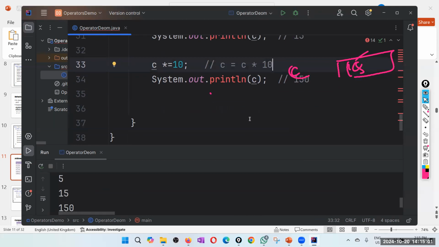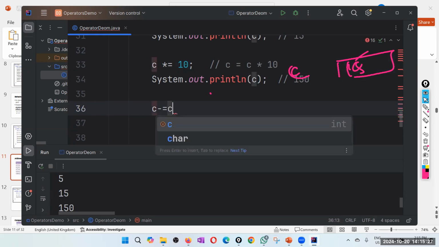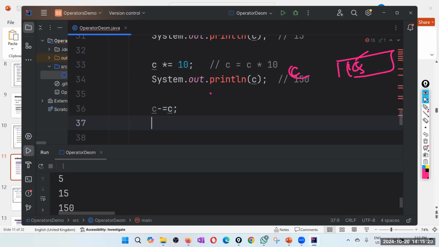Right. So those are called arithmetic assignment. You do arithmetic and assign to the same variable. So this must be a variable. Okay, this must be a variable. Right. So now it's 150. What about this? C minus equals C. What is the output? Anyone?